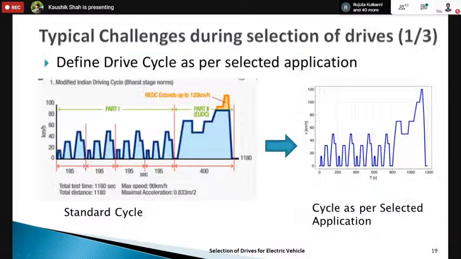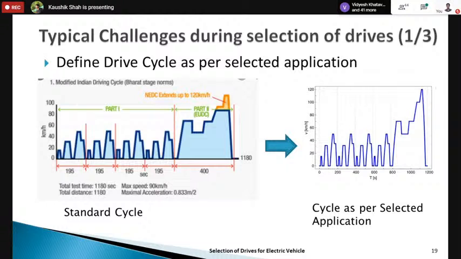Now I would like to talk about certain real life challenges in the selection of drives. I mentioned defining the drive cycle. So what is the drive cycle? If you go for the regulatory needs, it will talk about a standard cycle, which is MIDC, on which a test agency certifies your vehicles. But in reality, your application is different. So most of the time, people fail in getting the right drive cycle which is required.